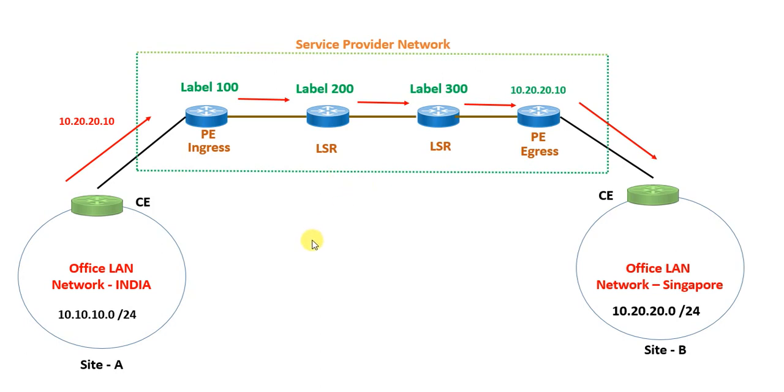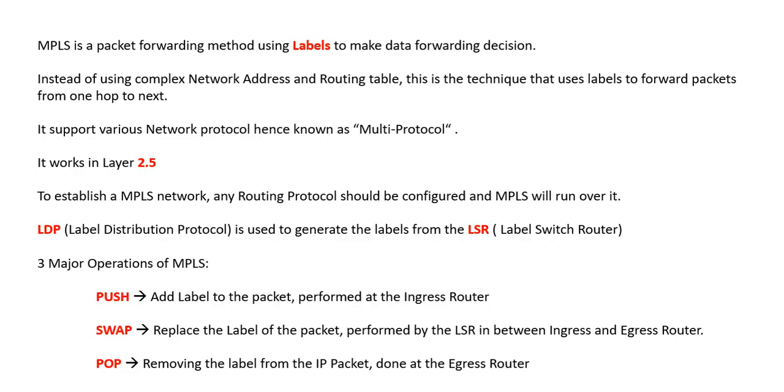So this is how MPLS works within the service provider network. It does not forward the packet based on IP or the routing table; rather, it uses labels and makes forwarding decisions. The three important operations are push, pop, and swap. This is also known as layer 2.5, because it comes in between. It makes use of the MAC and also the IP address.